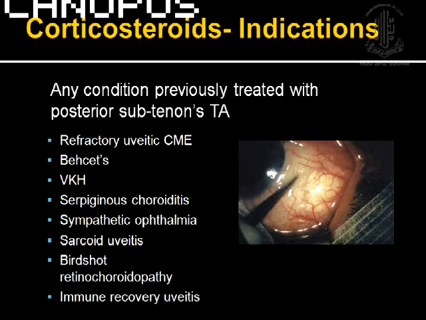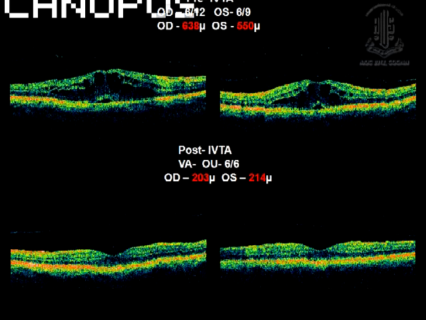Corticosteroids are used in most cases where posterior subtenons have not been effective. So most of the posterior uveitis, like refractory uveitic CME, and a variety of posterior uveitis like Behçet's, EVKH, serpiginous, etc. Here you can see a patient with bilateral intermediate uveitis with cystoid macular edema with vision of 6/12, 6/9 and gross cystic spaces in the fovea. Few weeks after giving IVT, you can see the dramatic response and restoration of the foveal architecture and back to 6/6 vision.